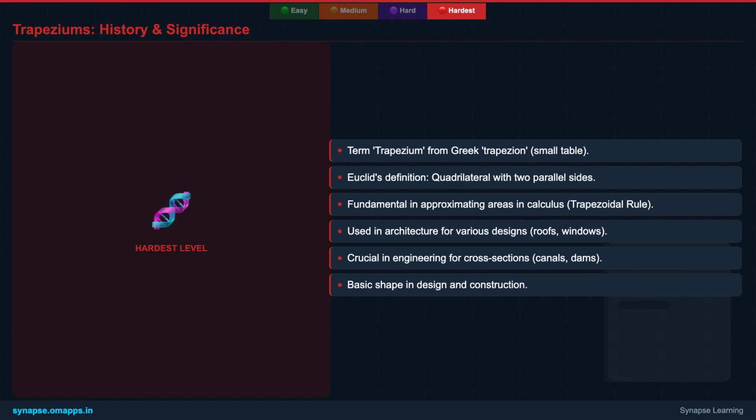Beyond theoretical geometry, trapeziums are fundamental in approximating areas in calculus, known as the trapezoidal rule, and are integral to various engineering and architectural designs. From the cross-sections of canals to the structural elements of bridges and buildings, the trapezoidal shape provides stability and efficiency.